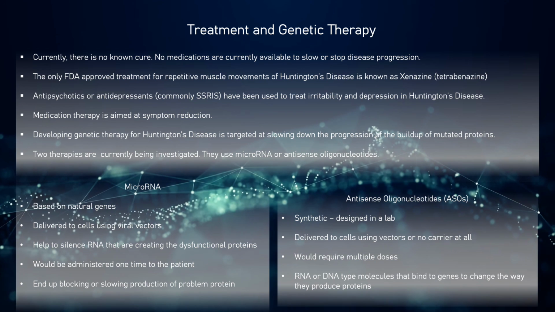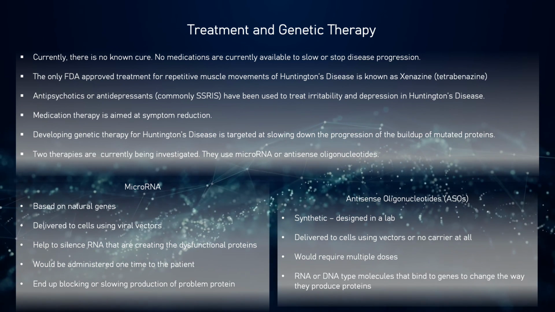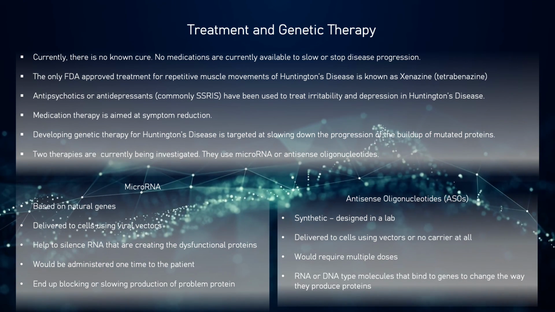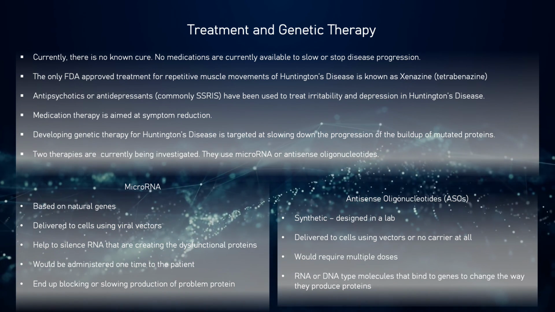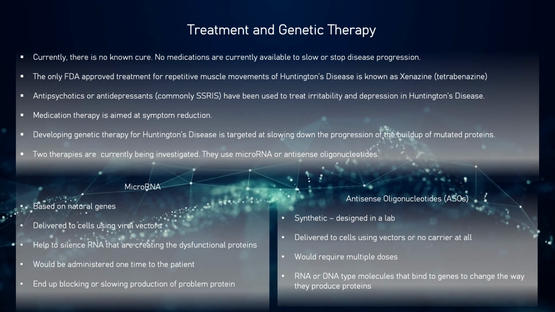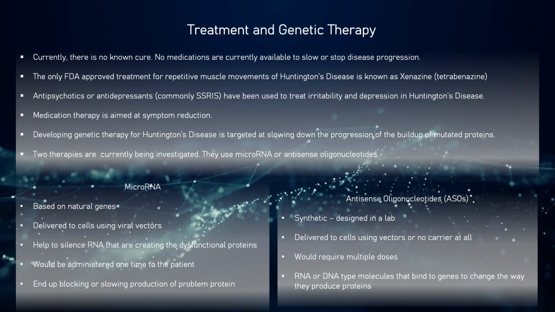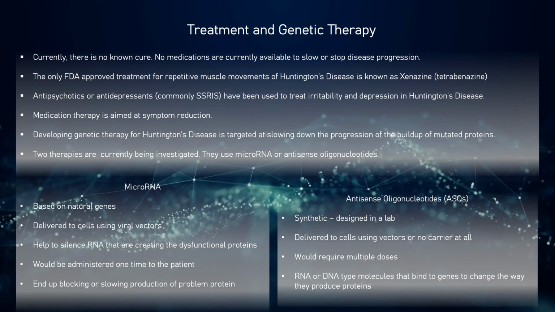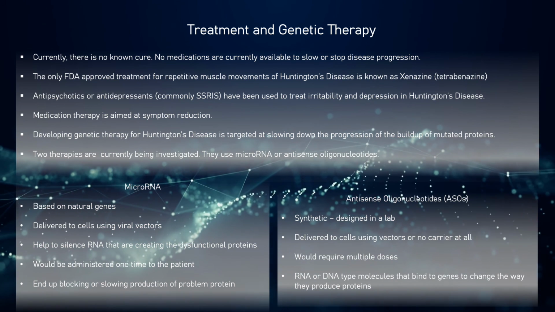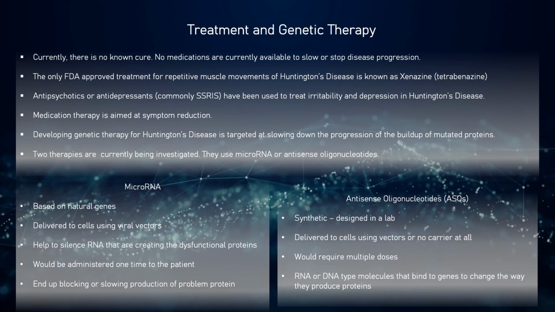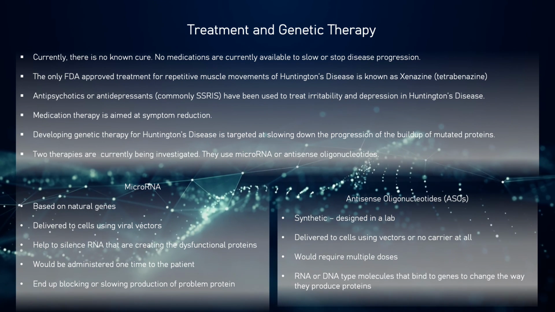There are developing genetic therapies for Huntington's disease, and they are targeted at slowing down the progression of the buildup of the mutated proteins in the brain. Two of the therapies being investigated use microRNA or antisense oligonucleotides. On the left, the microRNA is based on natural genes. It's delivered to cells using viral vectors. It helps to silence the RNA that are creating the dysfunctional proteins. It's kind of like they take the place so that these proteins cannot keep being produced. They would be administered one time to the patient, and they end up blocking or slowing production of the protein. So again, they're slowing down the progression of the disease.